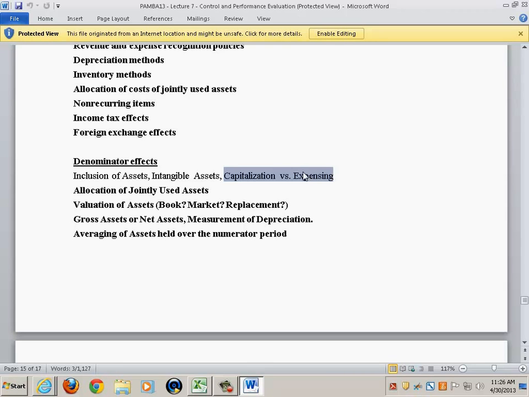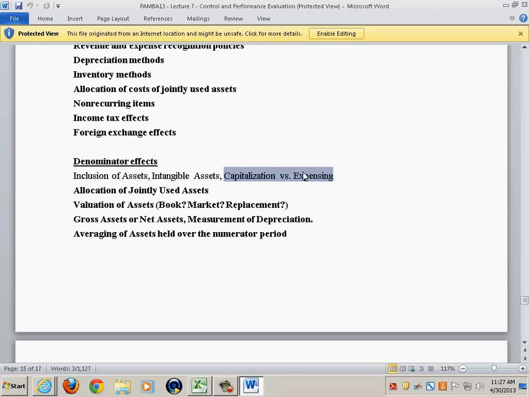Advertising. Again, effective advertising has benefits that go a good number of periods into the future. In any particular period, do you expense all the advertising, or do you capitalize a good part of it? That will determine how much you include in the denominator in the assets part, and how much you include in the profits part in the numerator, and will affect your ROI, the return on investment.